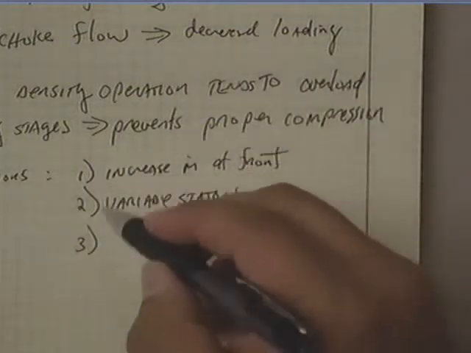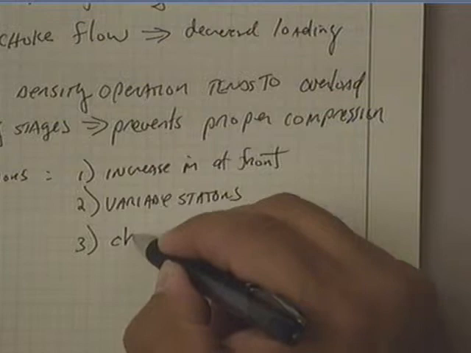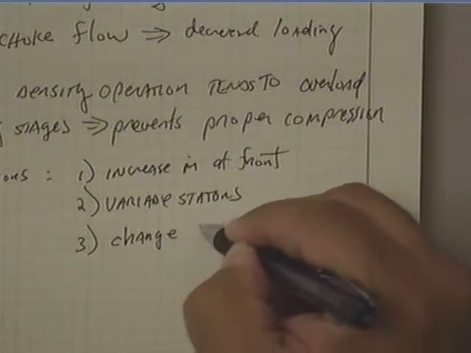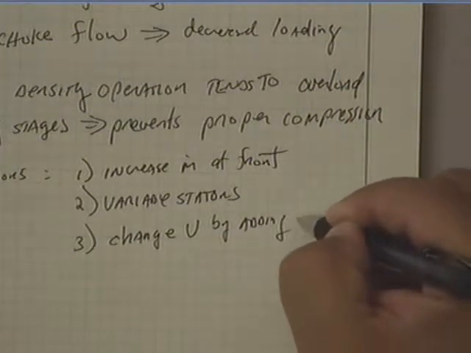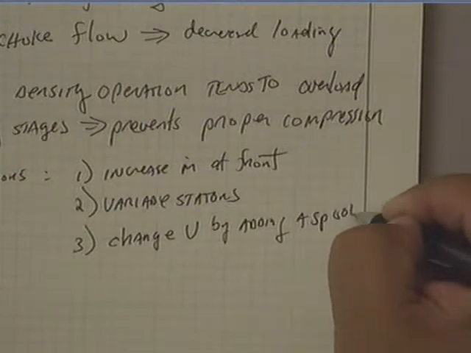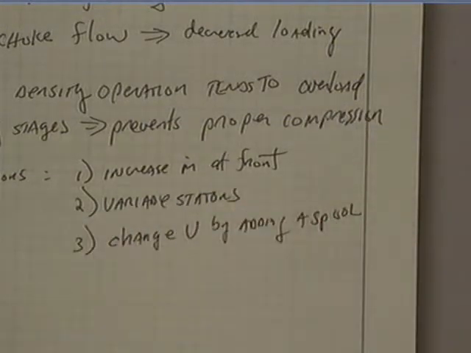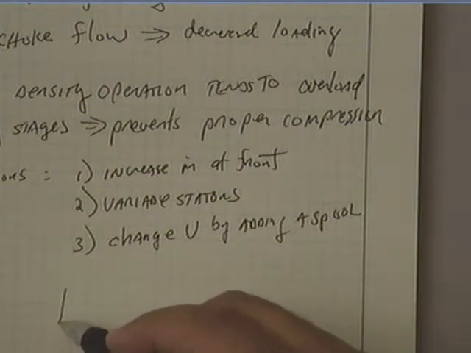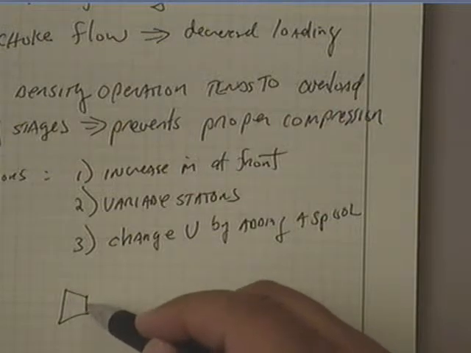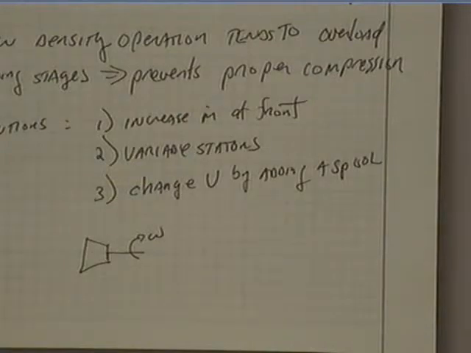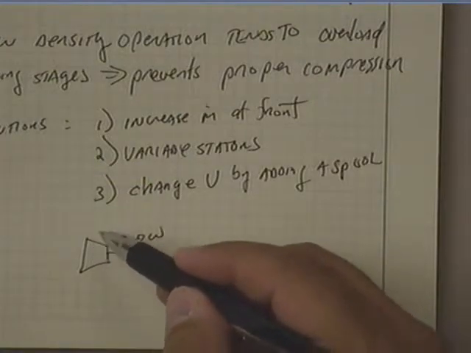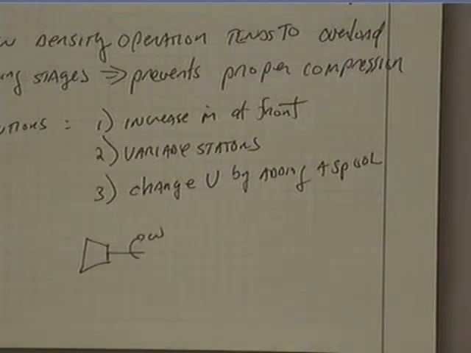The other thing you can do is change U by adding a spool. Recall, this is on one axial compressor. We were assuming it's all spinning at one omega. If the front stages spun at a different omega than the rear stages, that would also solve the problem because it would also change the air angles.